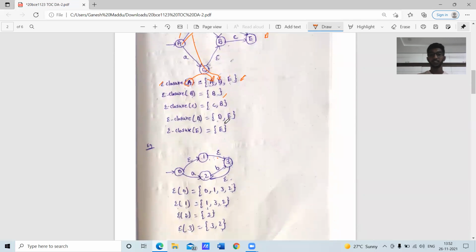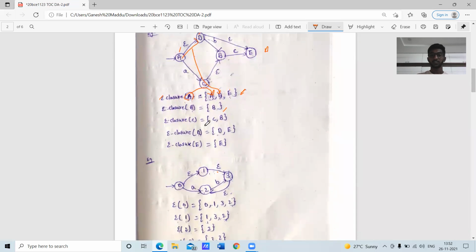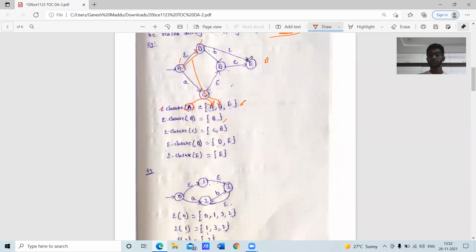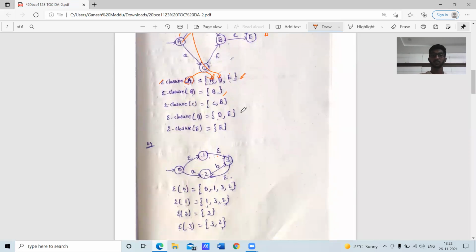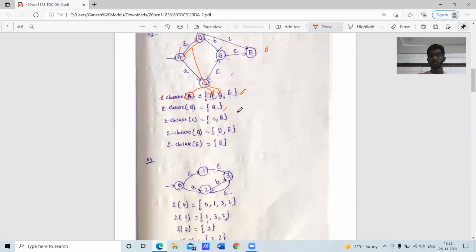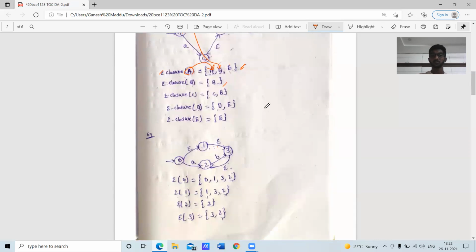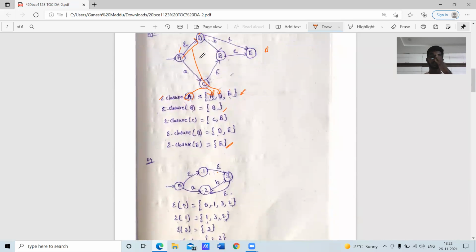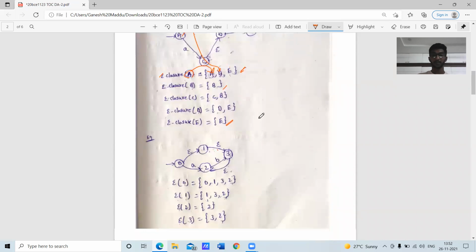Next epsilon closure of D. Epsilon closure of D means include D, and from D to E we have an epsilon transition, so include E. Next epsilon closure of E. Epsilon closure of E includes E. There is no epsilon transition from E, so this is all. These are the epsilon closures of the states.